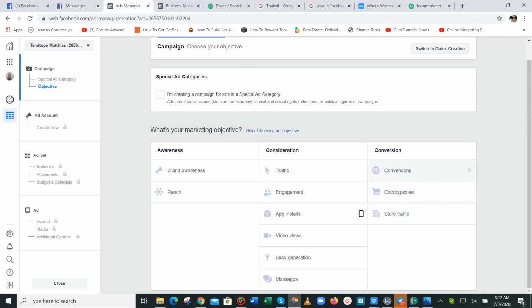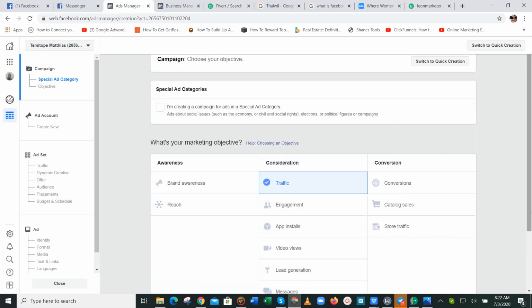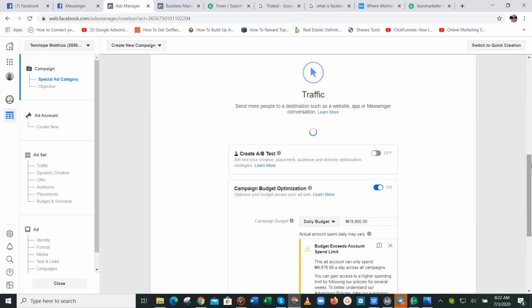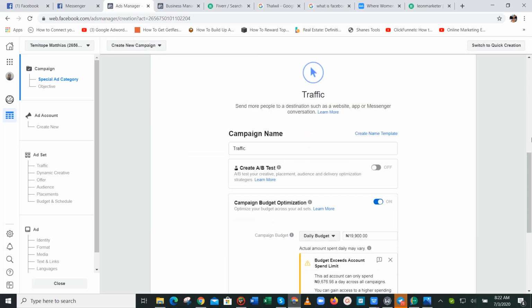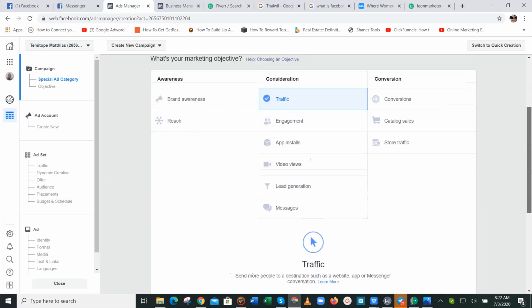Then catalog sales. Maybe you want to promote your Facebook shop or something like that. Then maybe you want to drive traffic to your store as well. But the best one, the basic one we can do, is traffic. You choose traffic. We choose traffic because out of traffic you get conversion. Traffic is the basic one. Mostly it is advisable for you to choose traffic.